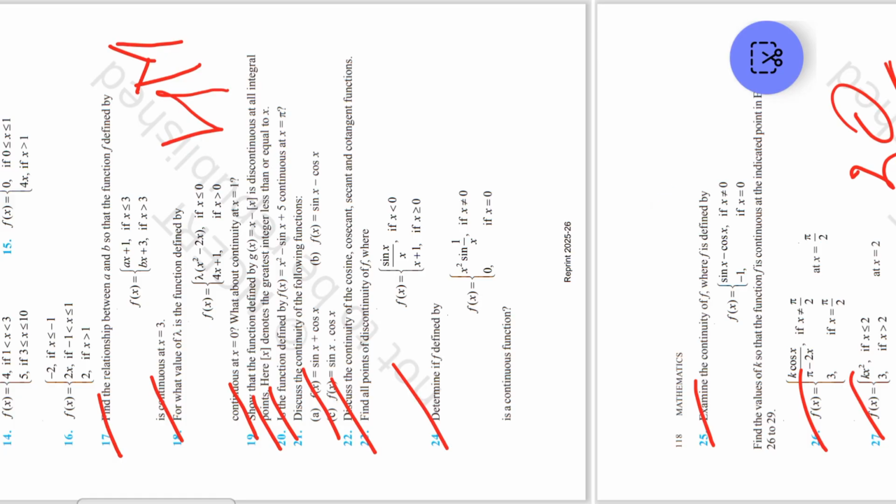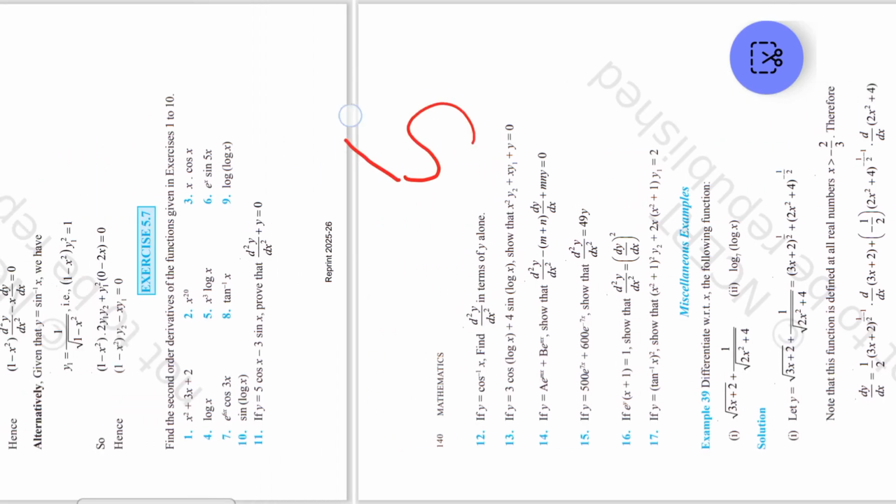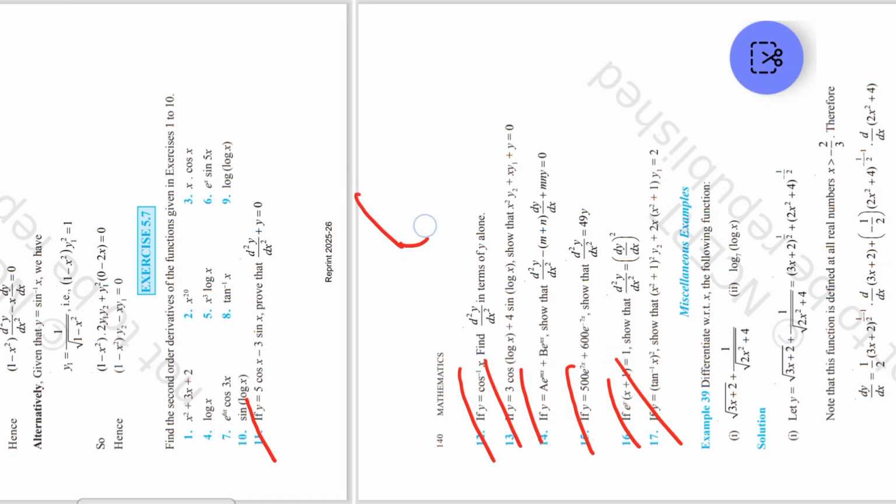It is a very important chapter, a very scoring chapter. Whoever wants to score above 60 must practice this chapter 2 or 3 times, and especially understand the concept of continuity and differentiability. For 5 marks, talking about the 5 marks question, the concept of differentiability is asked. So questions 11, 12, 13, 14, 15, 16, 17 are important for 5 marks.